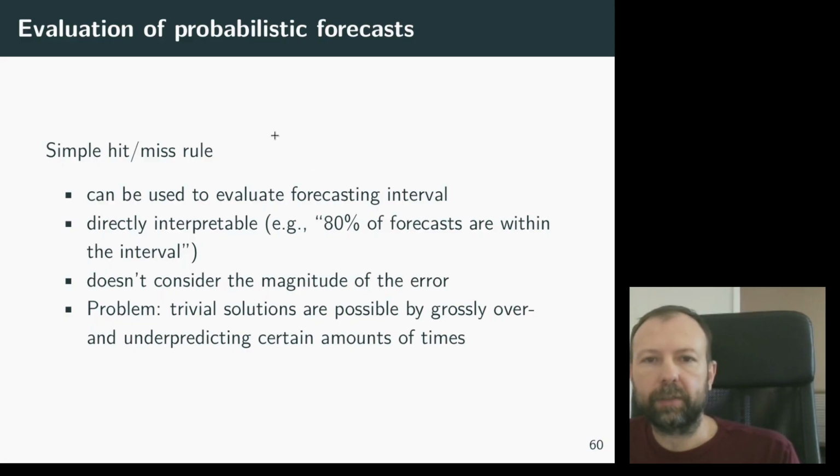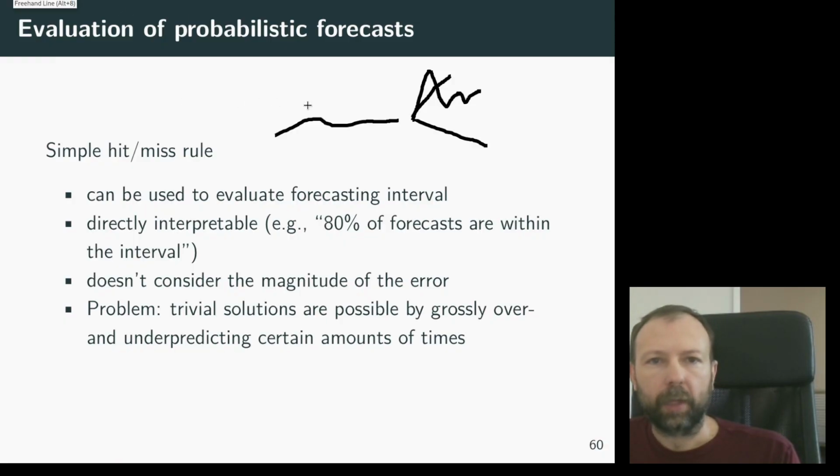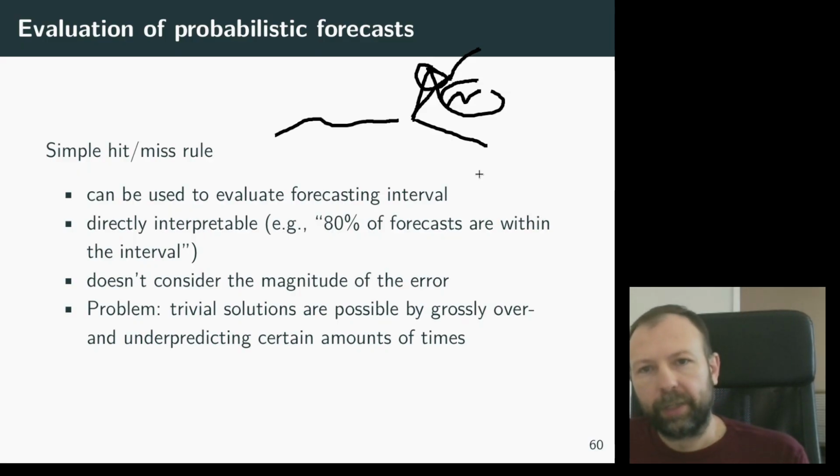So the way it works is, let's say this is our time series. This is our forecast interval. And now our actuals are something like this. Okay. So now this rule would simply say, these here are outside of the interval. These ones here are outside of the interval. These ones here are inside of the interval. And then it just calculates the ratio of how many are inside and outside. And that's your evaluation. Right? So you could say 80% of my forecasts are within the interval.